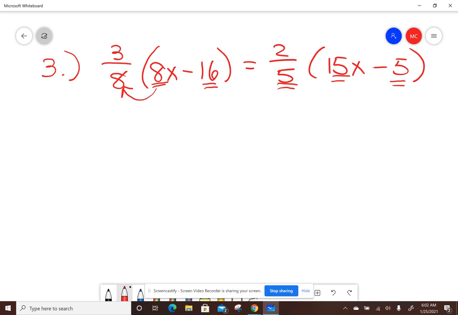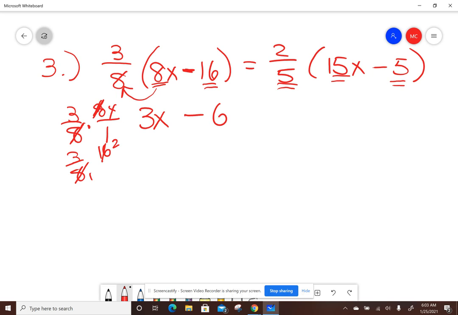So always look and see, if I distribute, will I get rid of the fractions? Will distributing first make my life easier? If it does, then that's what we're going to do first. So 3/8 times 8, you can either do that in your head, or if that confuses you, do this. And you'll notice the 8's cross out. So this is 3x. 3/8 times 16, that becomes a 1 and a 2, but this is negative. So minus 6.